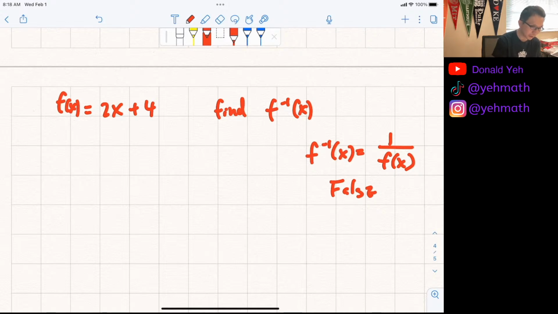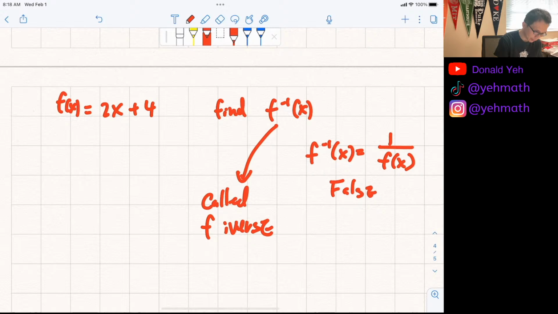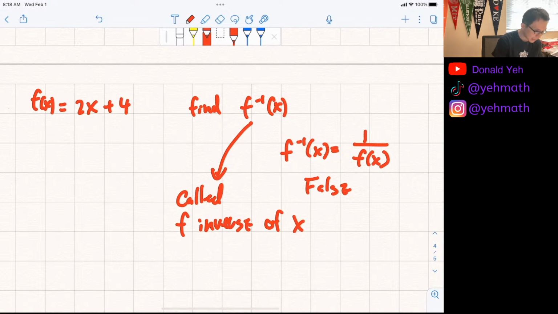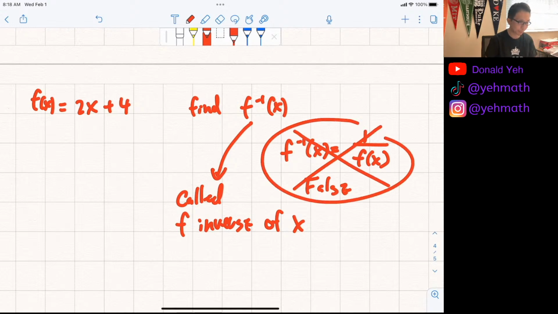So in order to prevent that, you have to call it f inverse of x. That's how you avoid the misunderstanding. This is not good. This is no good. Okay, please do not do that. Call it f inverse of x.